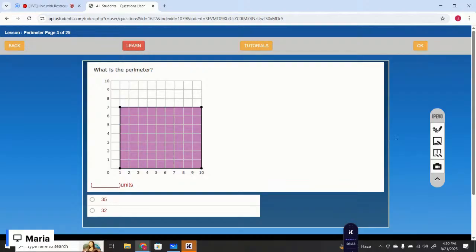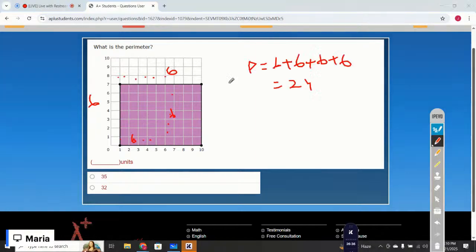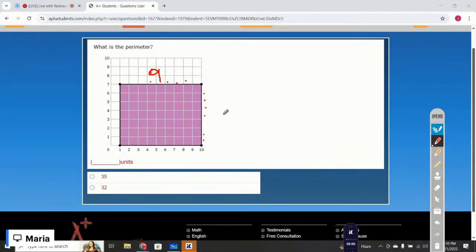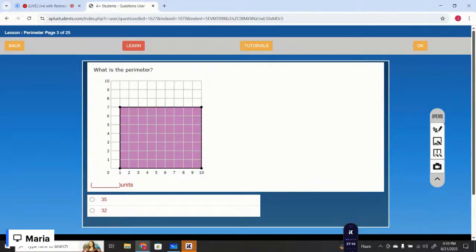What is the perimeter? So 9, 1, 2, 3, 4, 5, 6, 7. So you need to calculate the perimeter. Just add 9 plus 9 plus 7 plus 7. 32 it is. Option number 2 is the correct option. Okay, you can complete the lesson by yourself later today. Let me just move on to the next lesson.